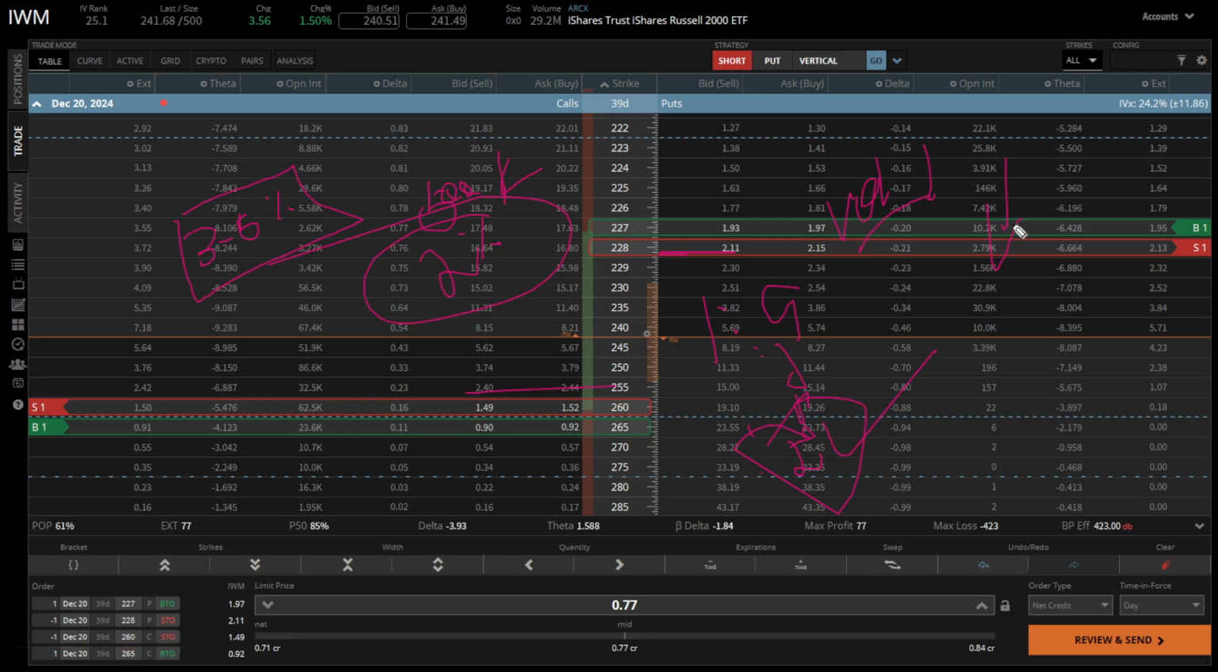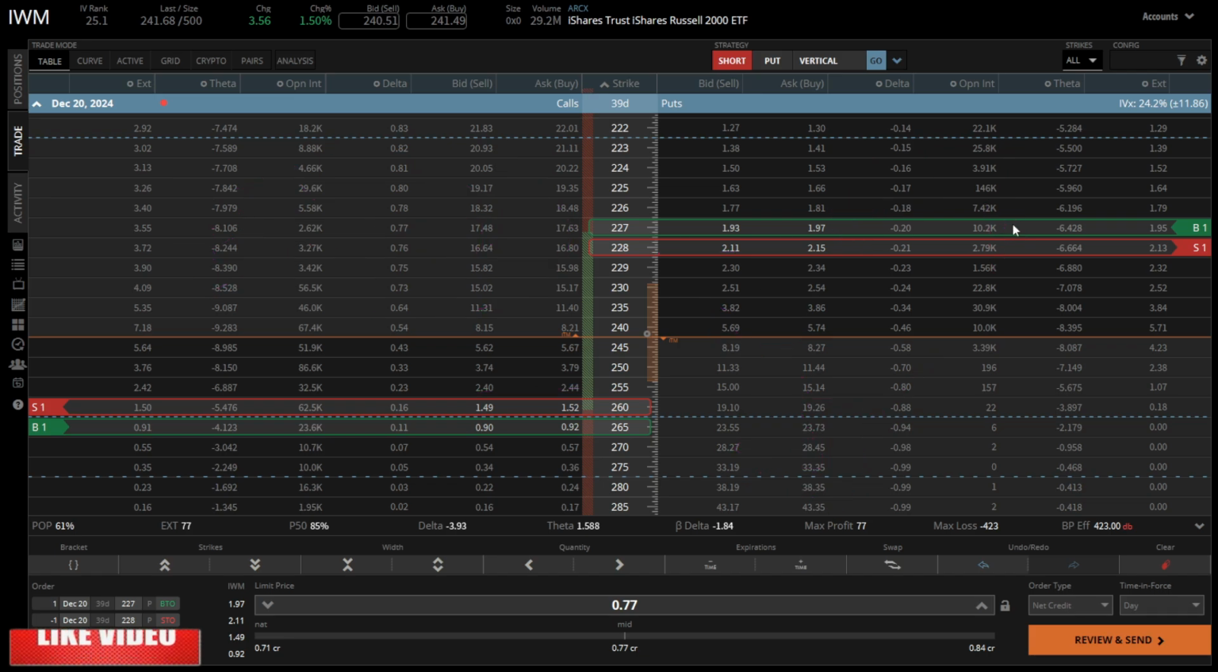But in a nutshell, this is how you open a vertical credit spread, for those of you that have asked me before.